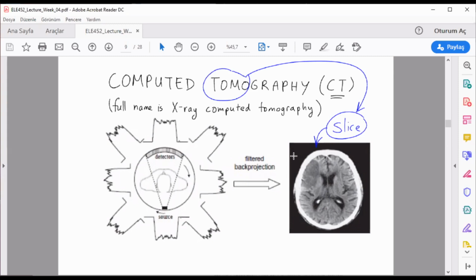converted to image format by so-called filtered back projection and other mathematical methods, like the Radon transform, which is not the scope of this course. It is an advanced topic for medical imaging, probably graduate course level. So by using matrix algebra and computerized methods, the image is obtained at the right side, as you see.